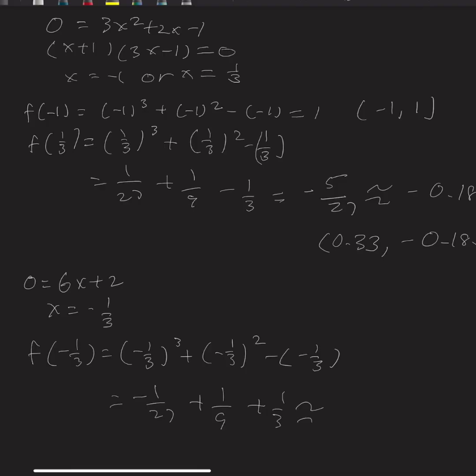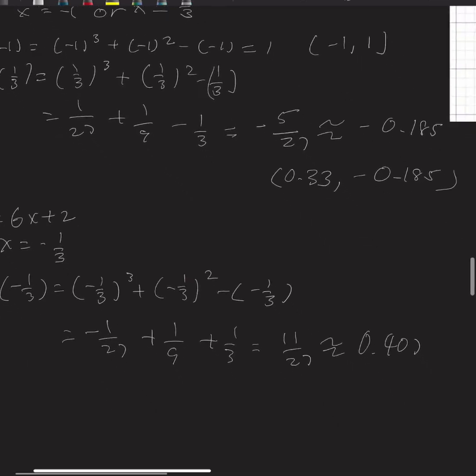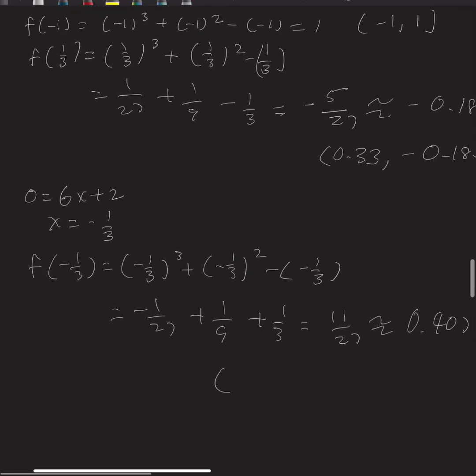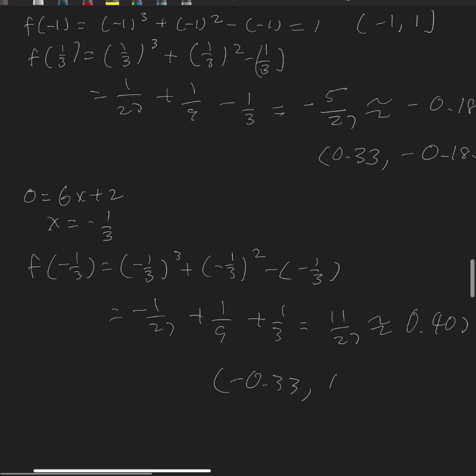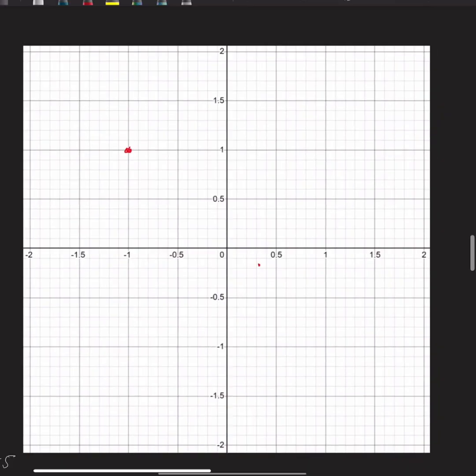That's negative 1/27 plus 1/9 plus 1/3, which is equal to 11/27, which is approximately equal to 0.407. So we will plot negative 0.33, 0.407. That's around, I would say, around here. It's approximately here.